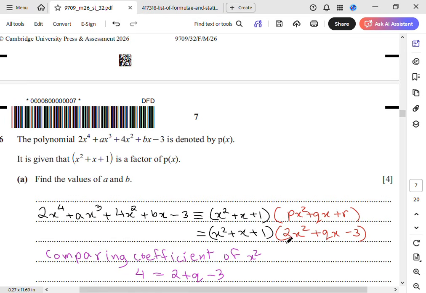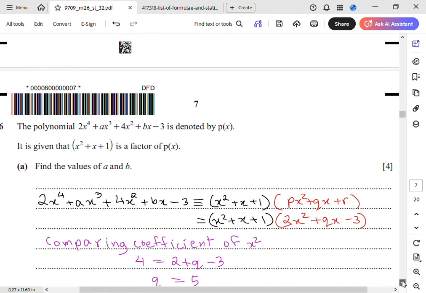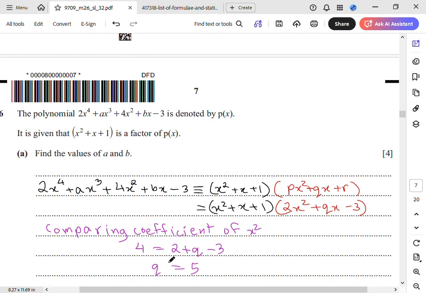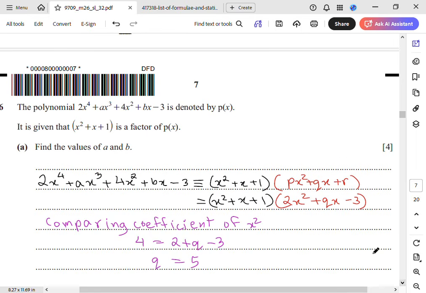So it's 2x squared plus qx squared and minus 3x squared. So if I compare the coefficients, I don't have to mention the x squared. Here the coefficient of x squared is 4, and you have 2. 4 equals 2 plus q minus 3. So from there you can easily figure out the value of q. q is 5. So how do I find the value of a and b?